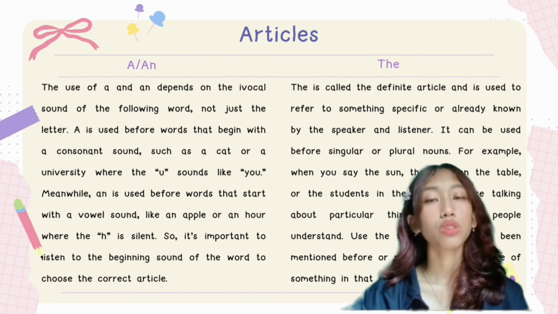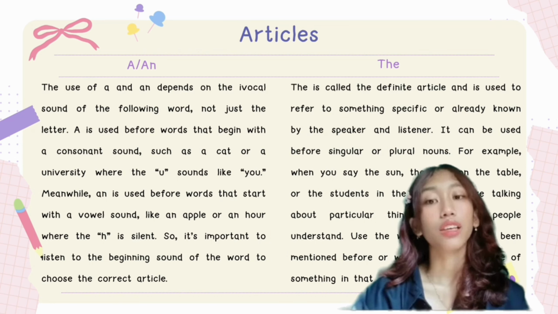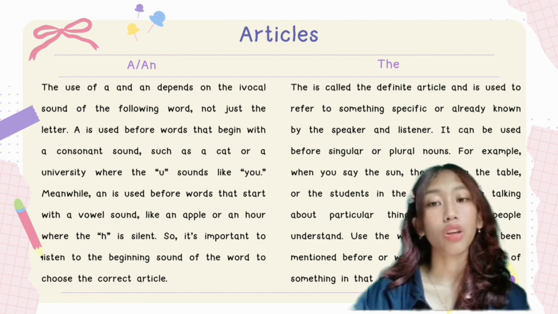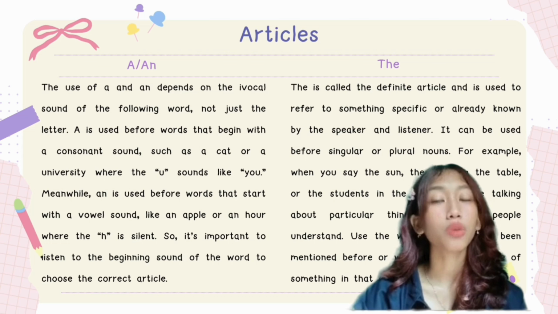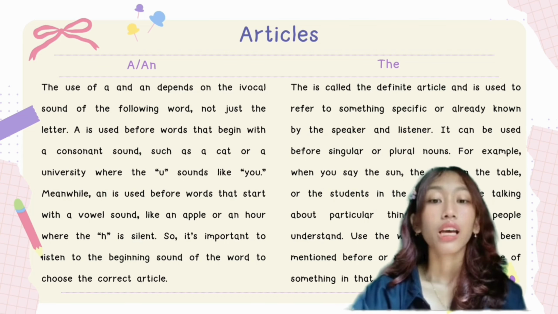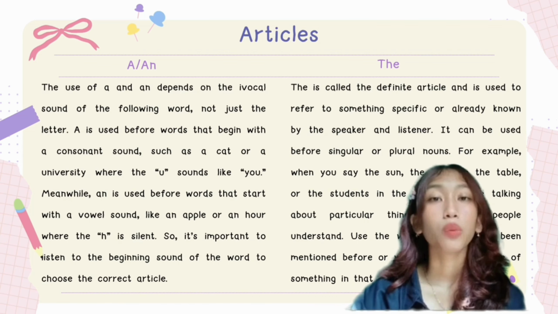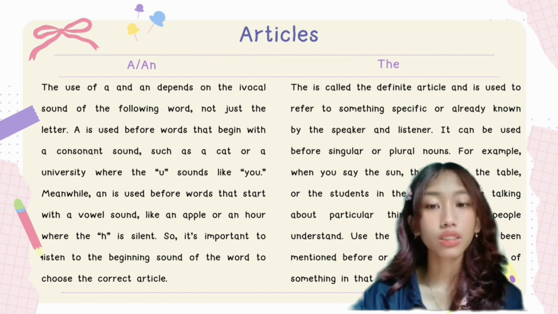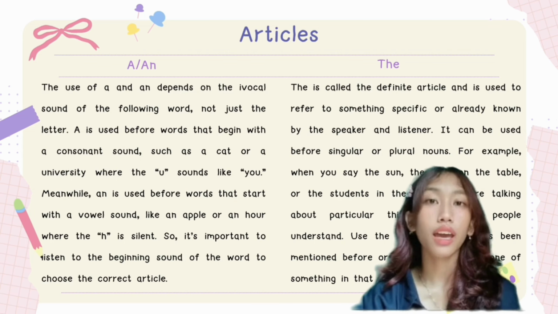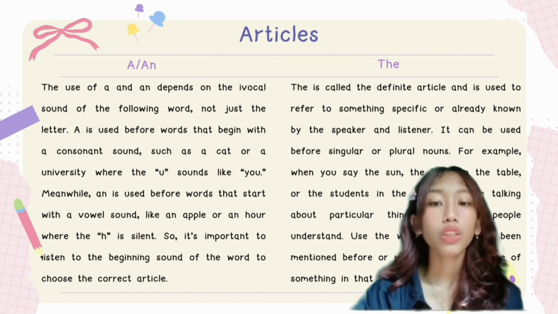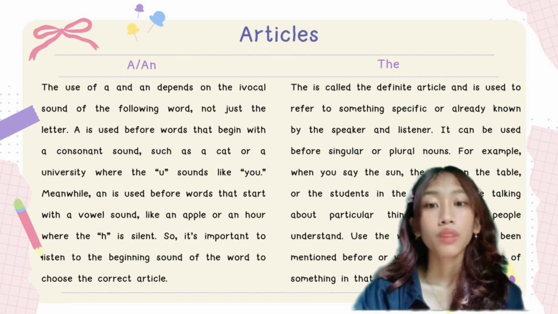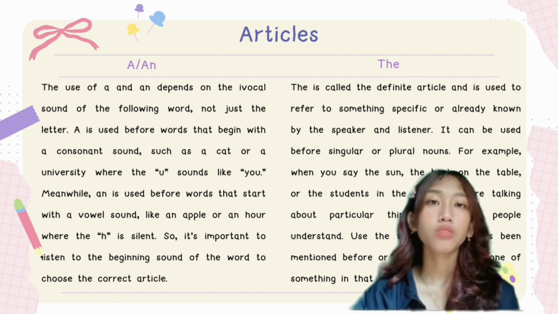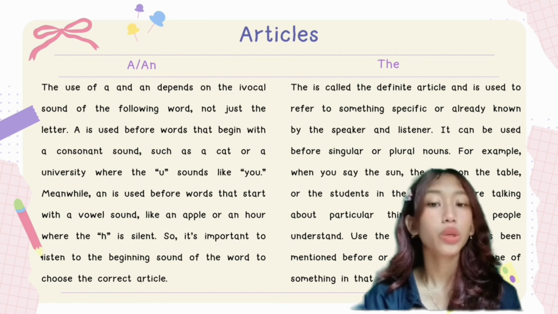So, how do we use articles in a sentence? The use of a and an depends on the vowel or consonant sound of the following word, not just the letter. A is used before a word beginning with a consonant sound, such as a cat, a book, or a university, where the u sounds like Y, not U, so we pronounce it like university.